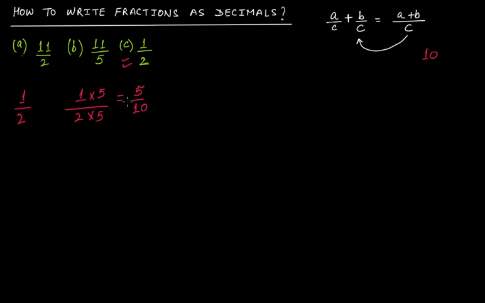Now this can be easily written in terms of decimal representation. How? 5/10 tells you that at the 10th place you have 5 and nothing else, right? No hundreds, no ones and all. So at the 10th place if you have 5, that means it can be written as 0.5. At the 10th place we have 5. So this is 0.5.